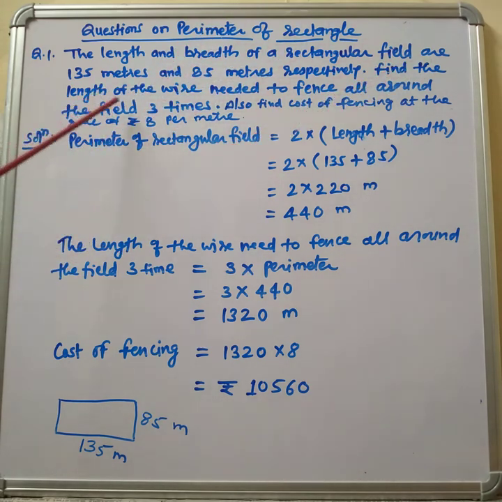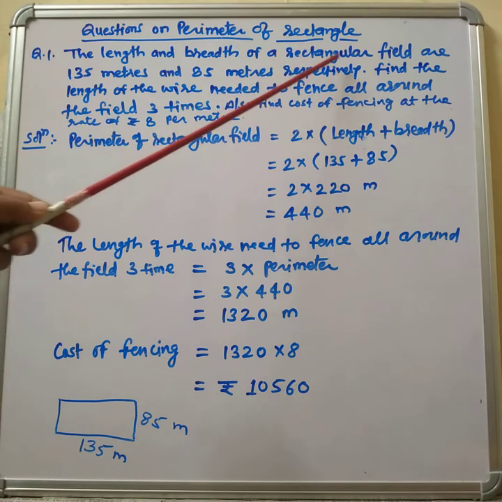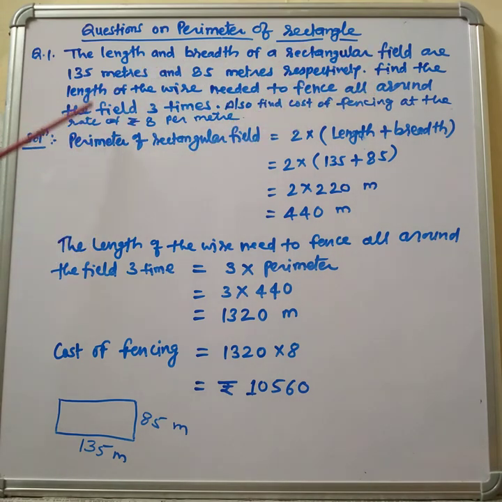Find the length of the wire needed to fence all around the field three times. Okay, we have to find out the length of wire needed to fence the field. Which field? The rectangular field, all around three times. Clear? Also, find the cost of fencing at the rate of rupees 8 per meter.